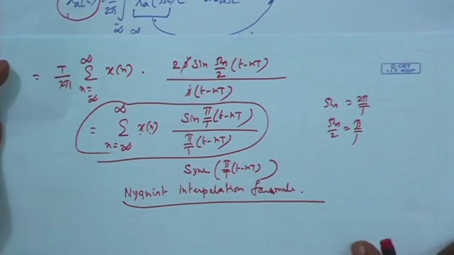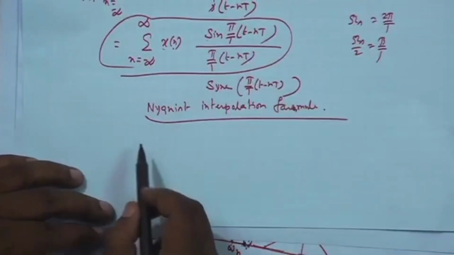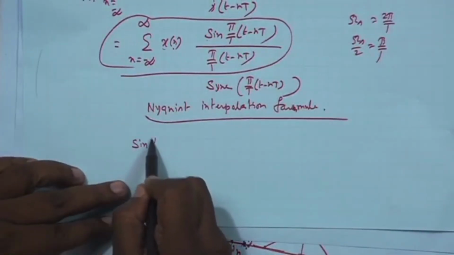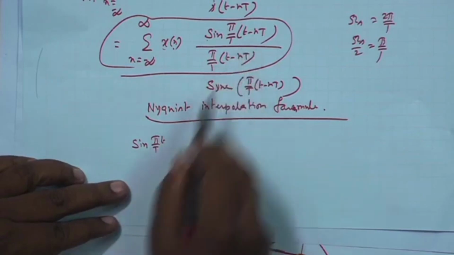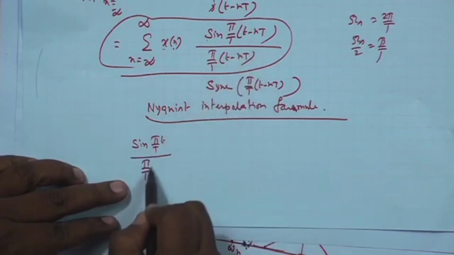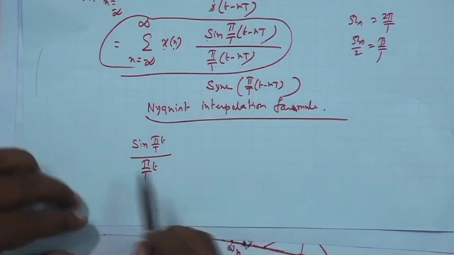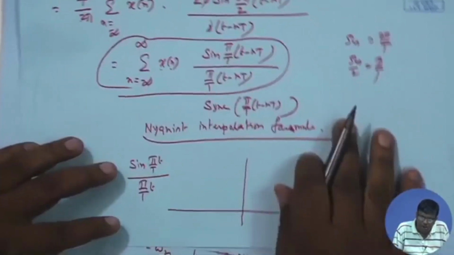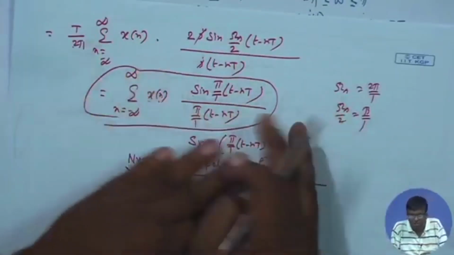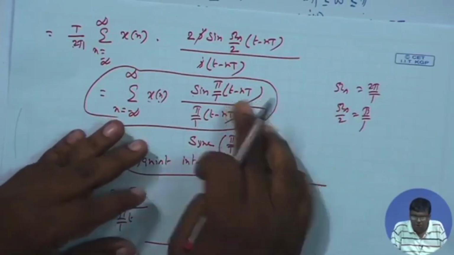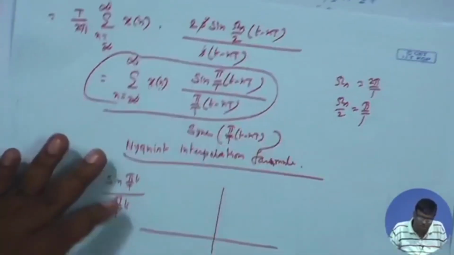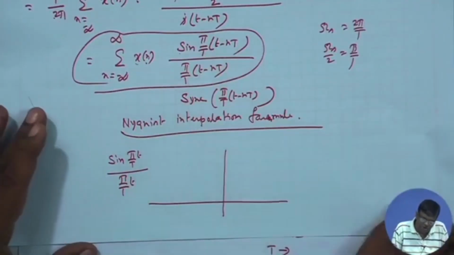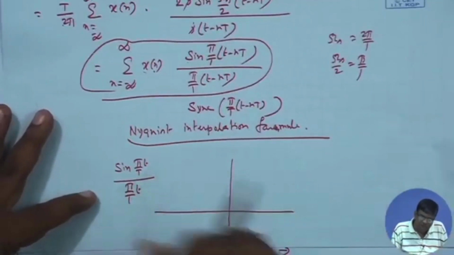We can try to understand how it looks like. Consider this function sin pi t by capital T divided by pi t by capital T. This function, how will it look like? There is small n equal to 0. After all, if it is small n equal to 1, this will be just shifted to the right by capital T. Small n minus 1, this entire thing will be shifted to the left by capital T, and so on and so forth. So, I am considering n equal to 0 case. It is sin x by x.